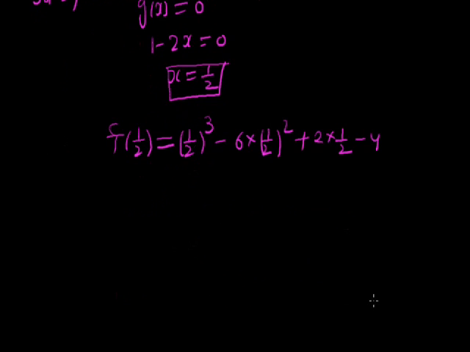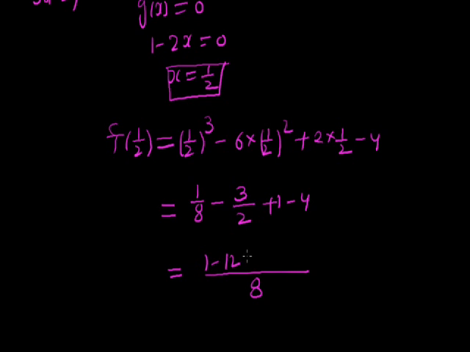Now we can solve this expression. What is 1 by 2 cube? It will become 1 by 8, minus 6 into 1 by 4, we can write it as 3 by 2, plus 1 minus 4. Take the LCM. 8 is the LCM, and what are the numbers in the numerator? 1 minus 12 plus 8 minus 32, and this is equal to minus 35 divided by 8.